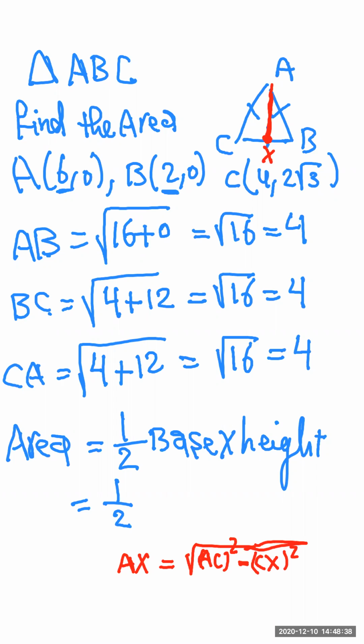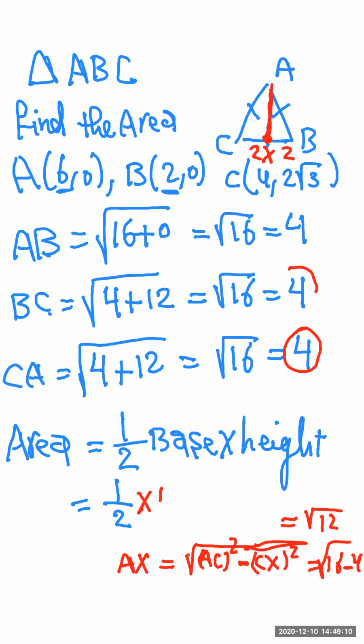It's 4 squared, which means 16. Minus CX. CB is 4 and X is at the midpoint, so this means 2 and 2. So 16 minus 2 squared, which is 4. So it will equal the square root of 12. Now, guys, half times base equals 4, and the height is the square root of 12.